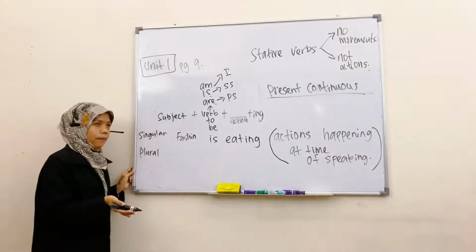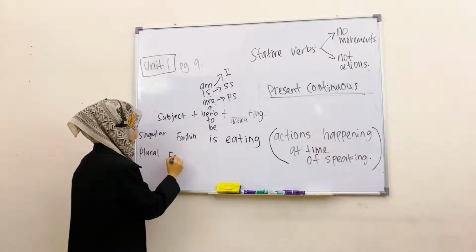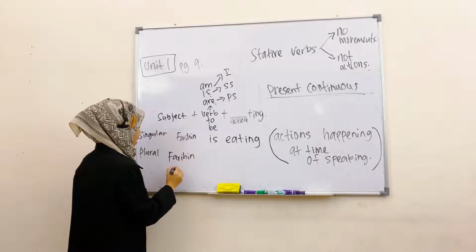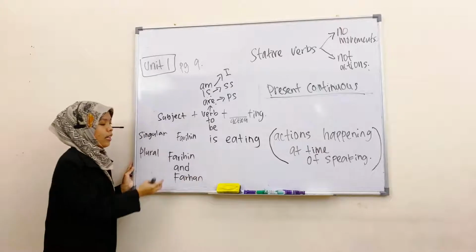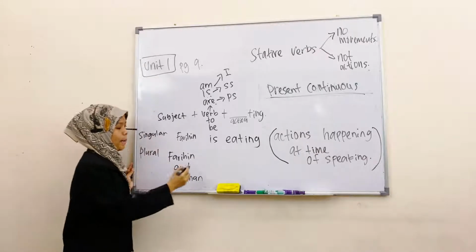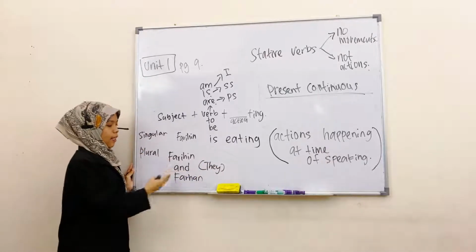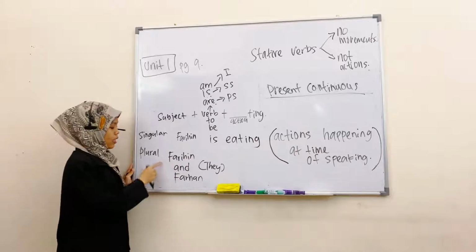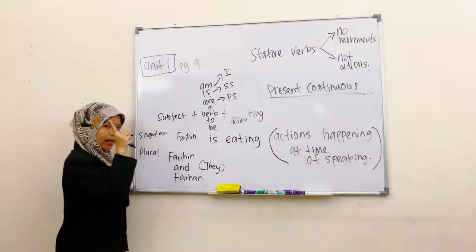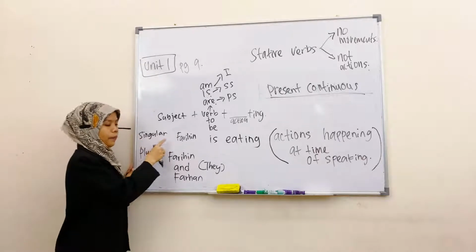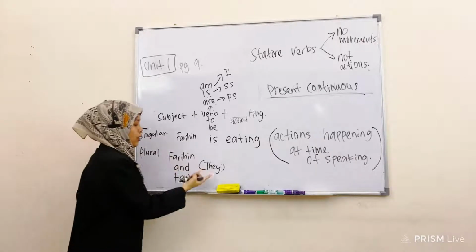Okay? Clear? Okay. If clear, let me move to this one about plural. For plural, Farihin and Farhan. Actually, for Farihin and Farhan, you also can mention they. Okay? They. So this one, 1, 2, so more than one. Plural subjects mean more than one. As long as that person is one, that animal is one. So Farihin and Farhan, 1, 2, so 2 persons.